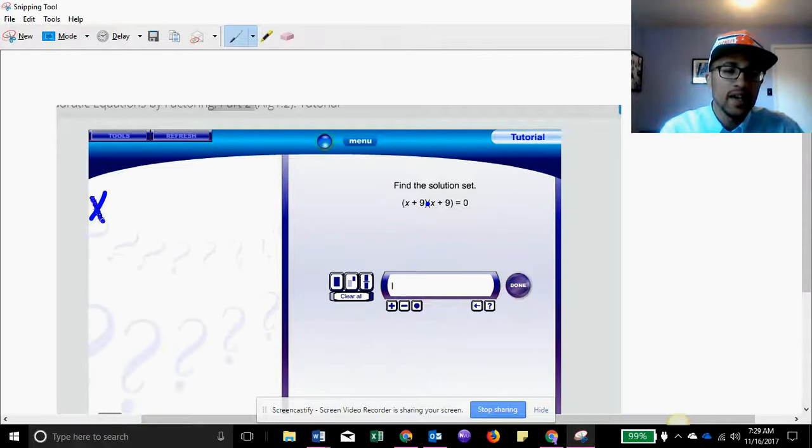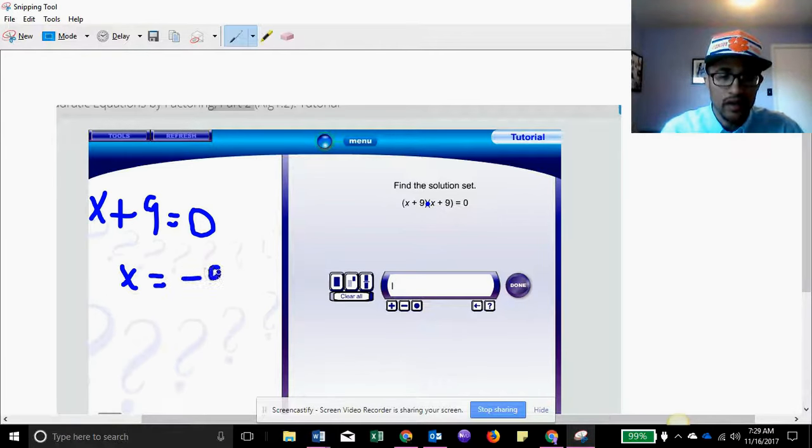So I can set x plus 9 equal to 0. How do I get 9 over there? I'm going to subtract it over. So x is going to end up equal to negative 9.